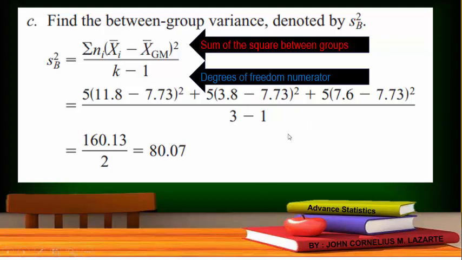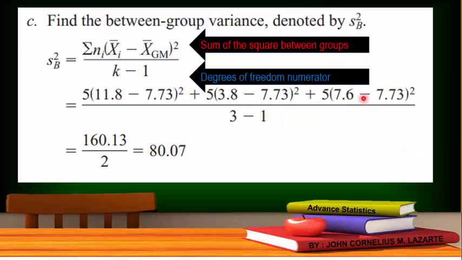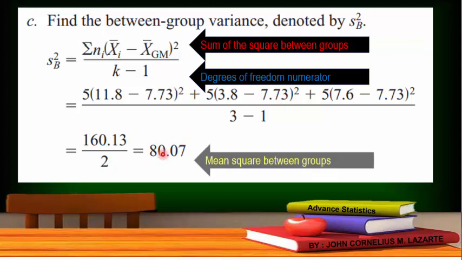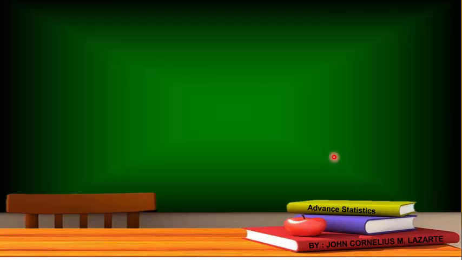So in this example, as we substitute all the given data, we have the sum of squares between groups as 160.13, and the degrees of freedom numerator is 2. The resulting quotient is the between group variance, which is also known as the mean square between groups.